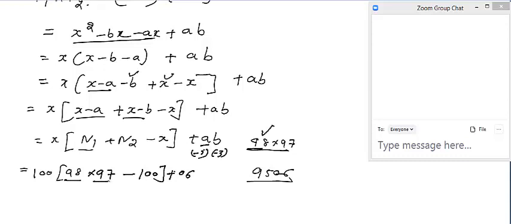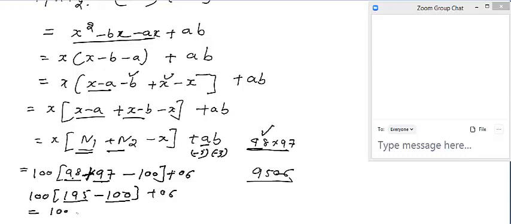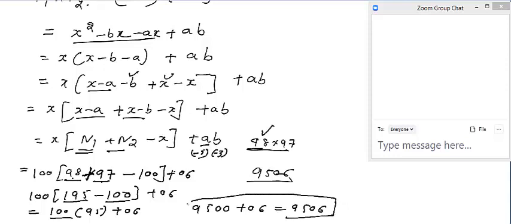So n1 plus n2, 98 plus 97, is 195, minus 100, into 100, very easy, 06, correct? What will you write here? 100, the same thing we are doing. So 195 minus 100 gives 95, then 06, you will get 9506. So this is the basic way to write it and do it.